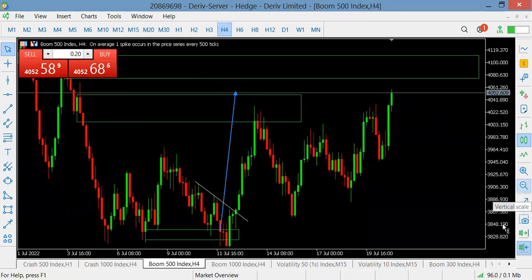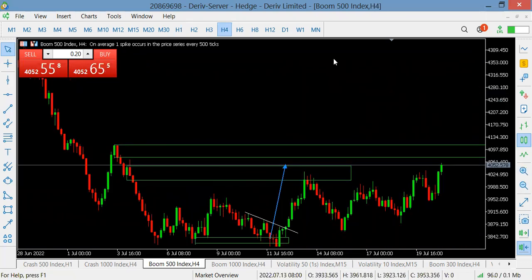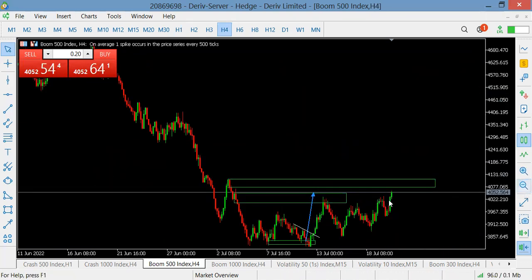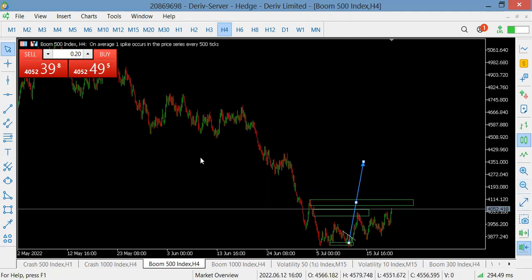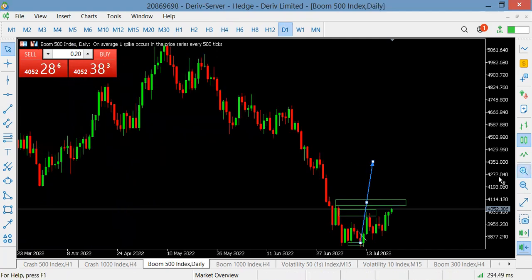Boom 500 at the moment is bullish, and you might be seeing a bullish continuation. If this zone, as I marked out, does not hold, then we might be seeing a bullish continuation to this side. And if this zone does not hold also, then we might be seeing a full mitigation of all this bearish move that Boom 500 has been making.